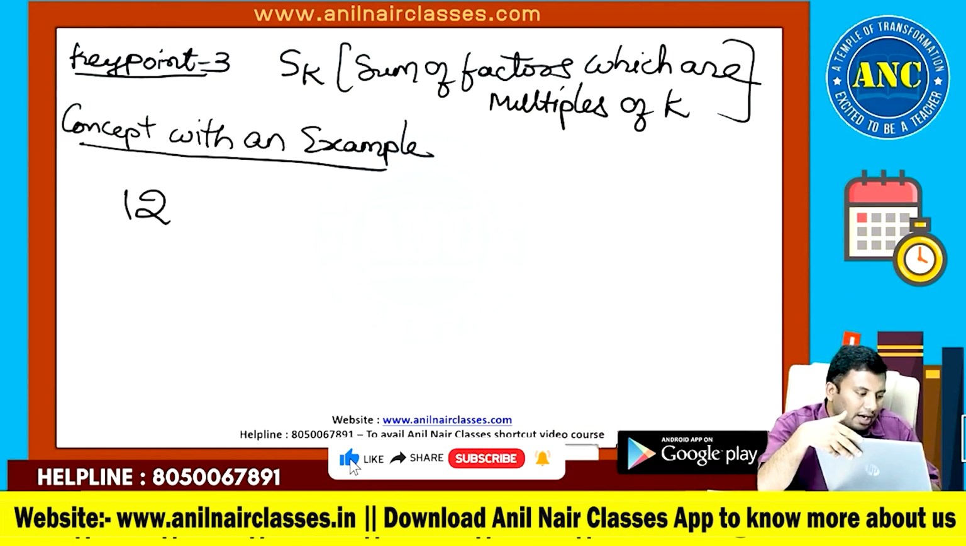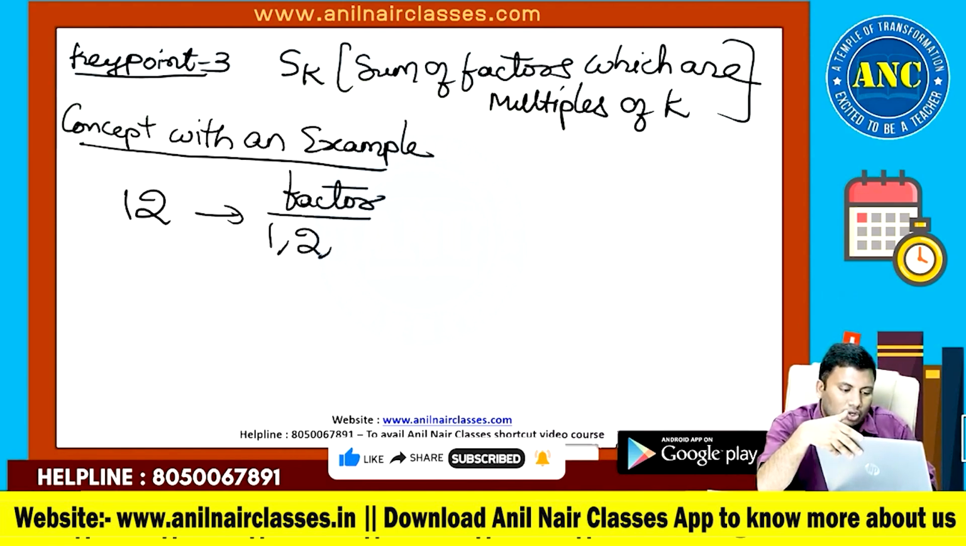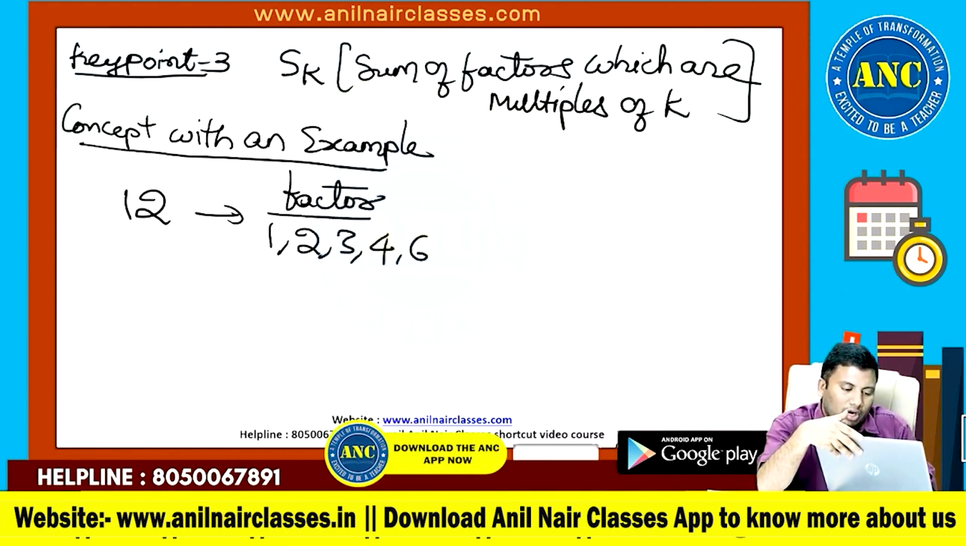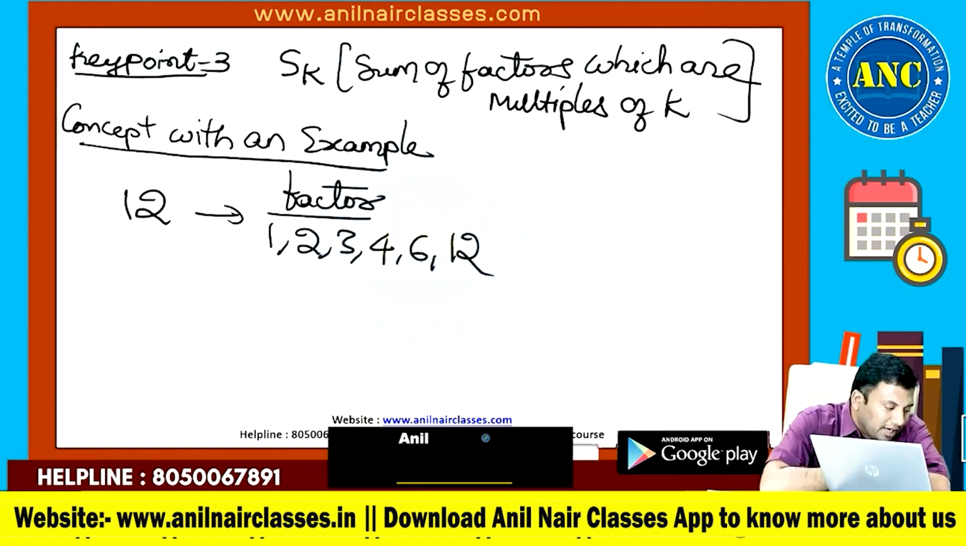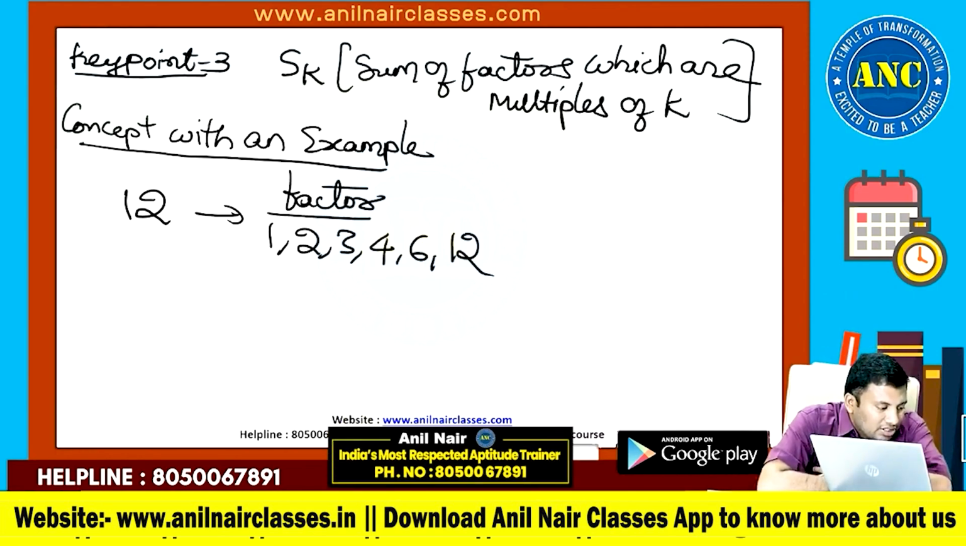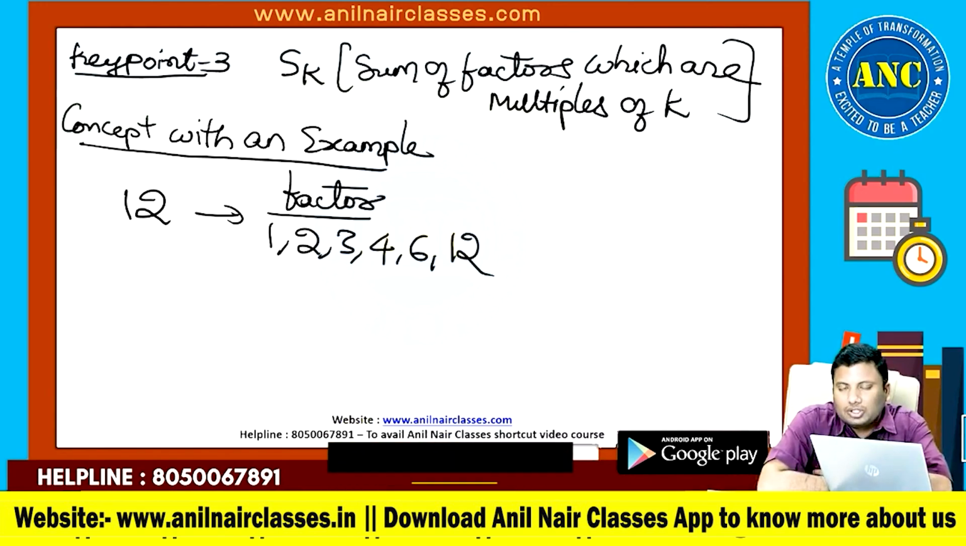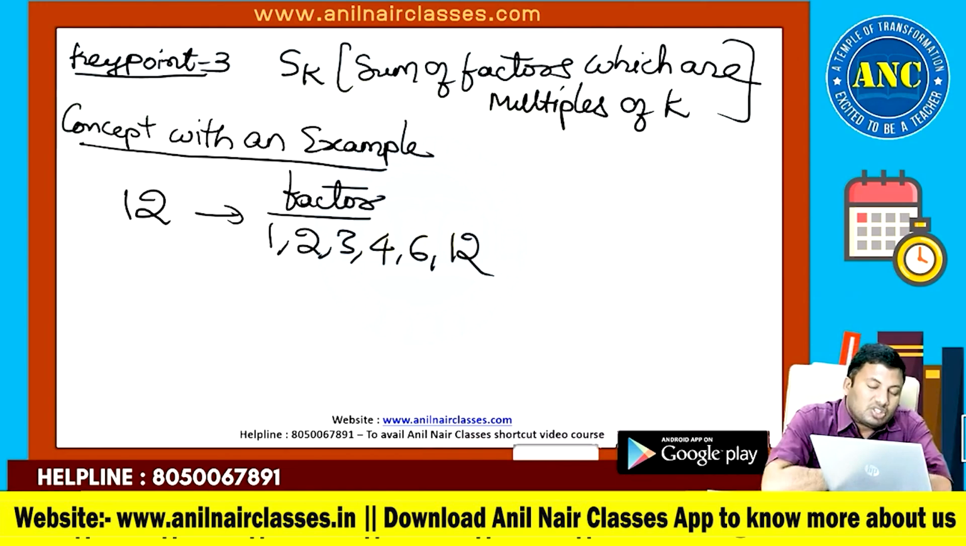12 is there, right? 12 is there. Factors: 1, 2, 3, 4, 6, 12. Suppose if the range is bigger, Sai Kiran, keep substituting prime values and check where the range lies, which involves a lot of calculation time.